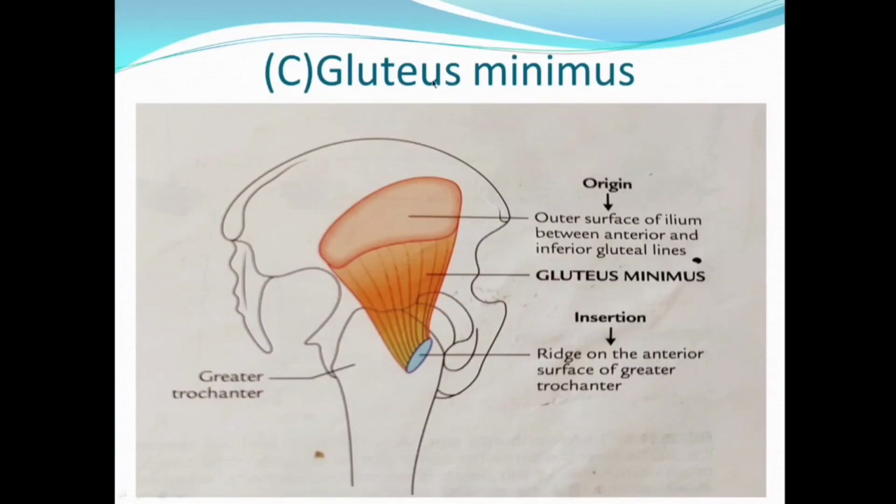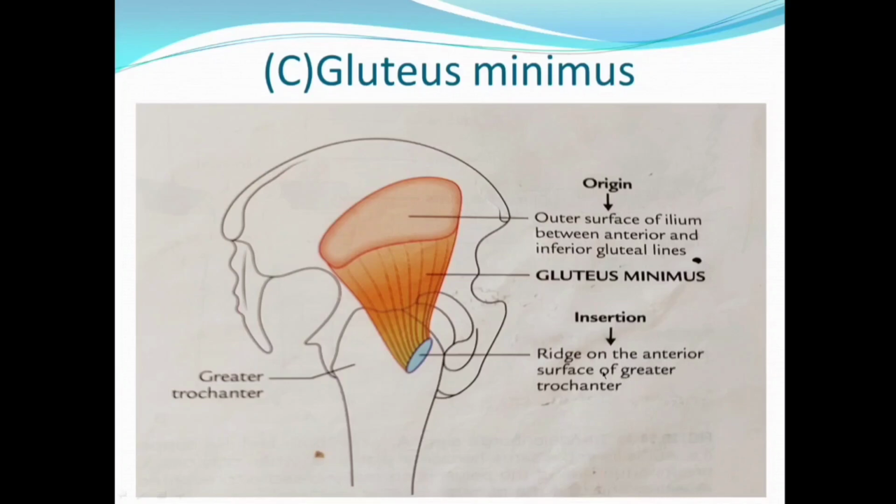Next is the last muscle, which is the gluteus minimus. Its origin is the same, from the gluteal surface of the ilium, but between the anterior and the inferior gluteal line. It arises between the anterior and the inferior gluteal line. Insertion is the ridge on the anterior surface of the greater trochanter.